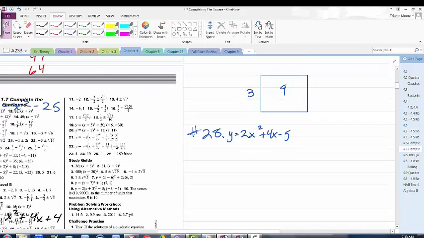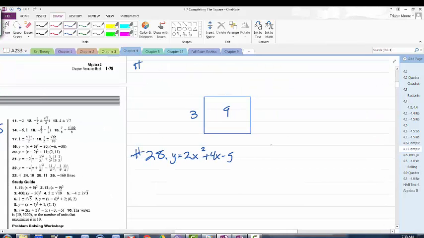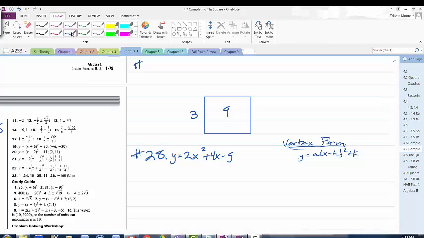Alright, so if I'm trying to complete the square with this, or I'm sorry, I'm trying to use completing the square to put it in vertex form. Remember, vertex form is y equals a times x minus h squared plus k. So that's the form we're trying to put it in.